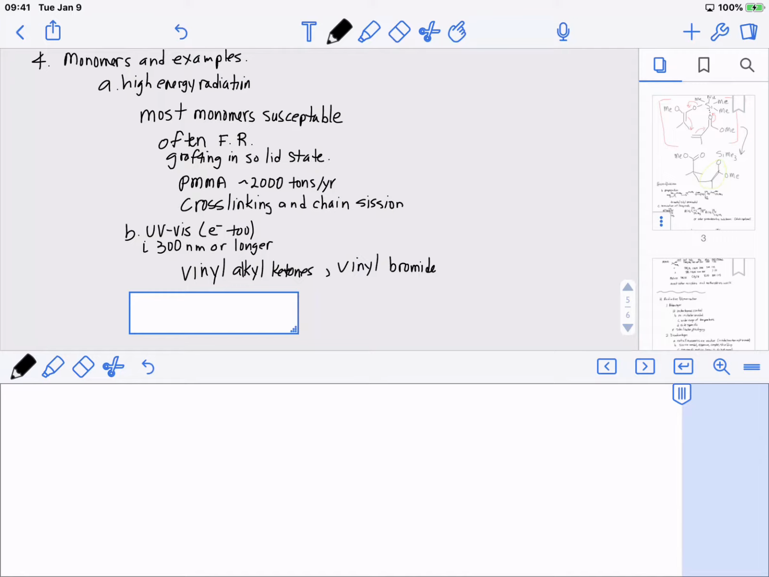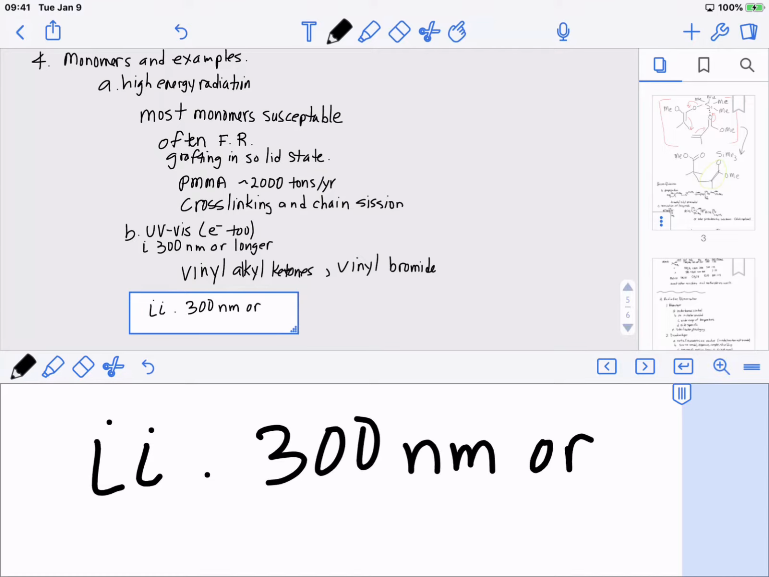Apparently in ancient Egypt, mummies were wrapped with the oil of lavender and bitumen of Judea, and then they were set out in the sunlight and exposed to the UV light, and that caused the polymerization of the oil of lavender. Just a little side tidbit there. You can do 300 nanometers or shorter.